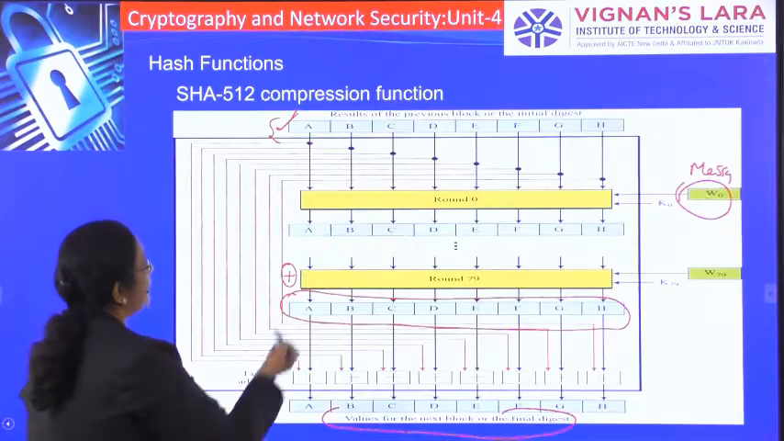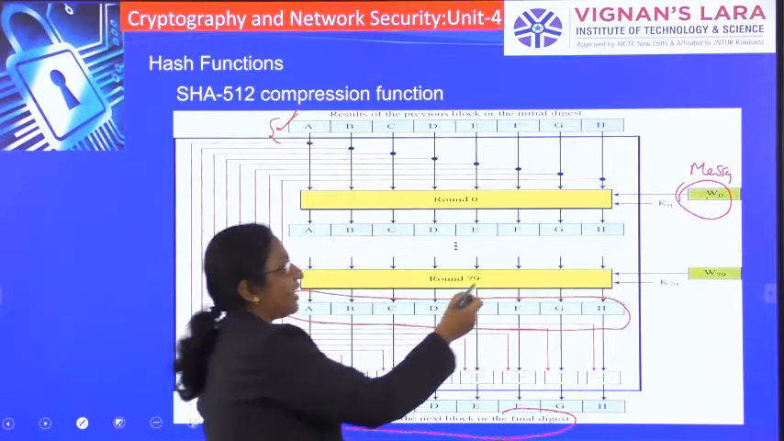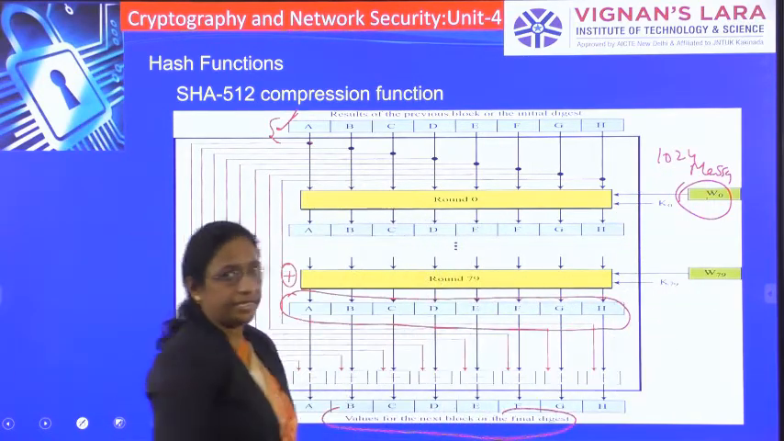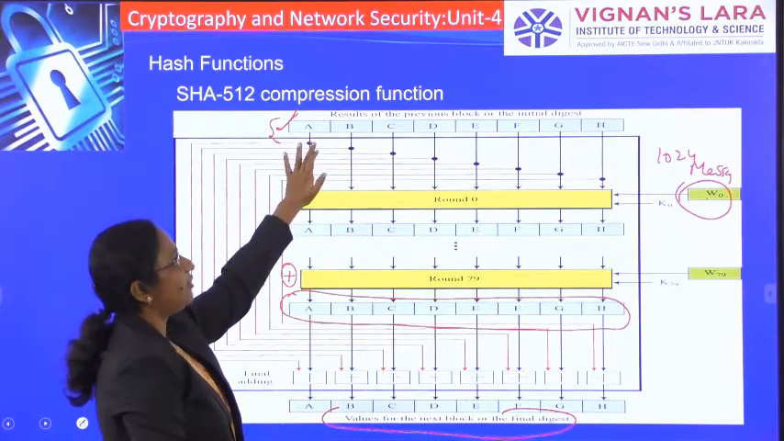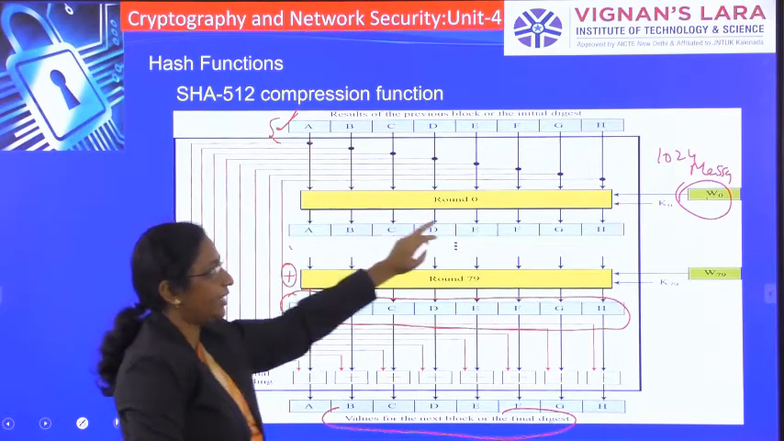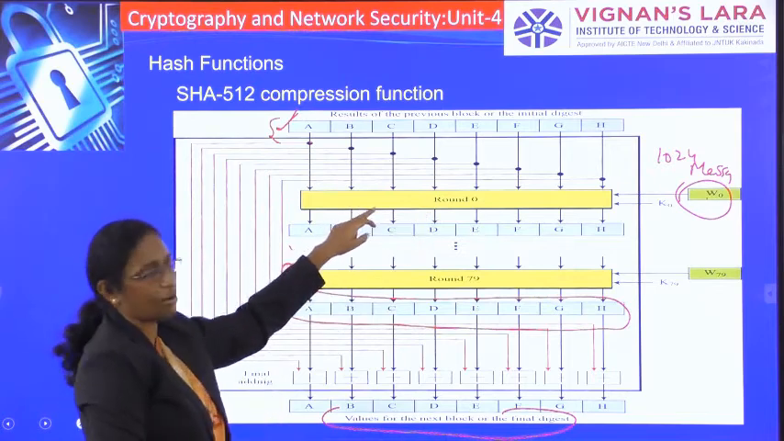Registers called A, B, C, D, E, F, G, H. And this is your 1024 bit block of message. So whatever the initial 512 bit buffer value you are having, those and your message along with a constant k will be going through round 0.